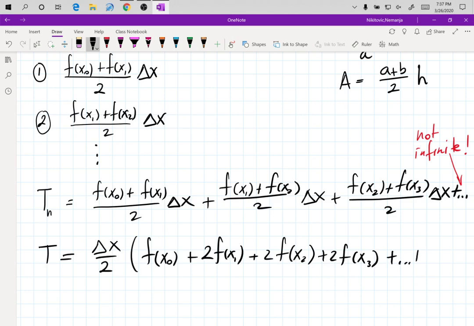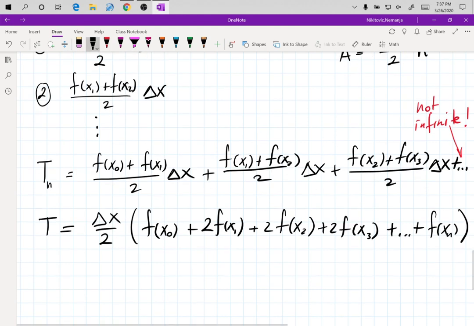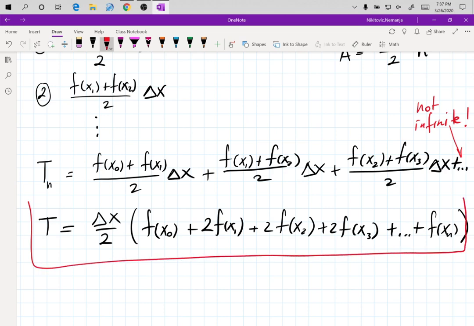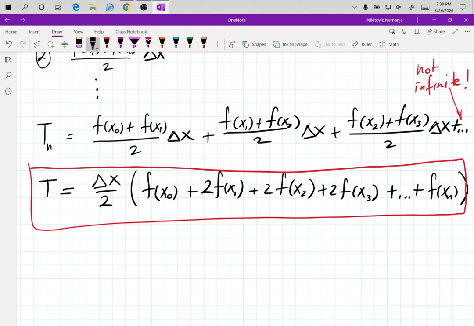Plus dot dot dot, the last one is single. And that's the formula for trapezoid rule. You use it exactly the same way.